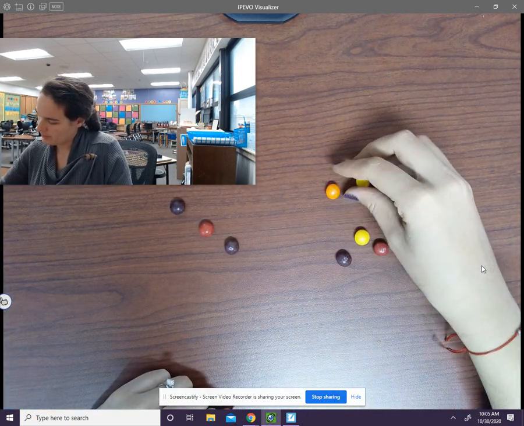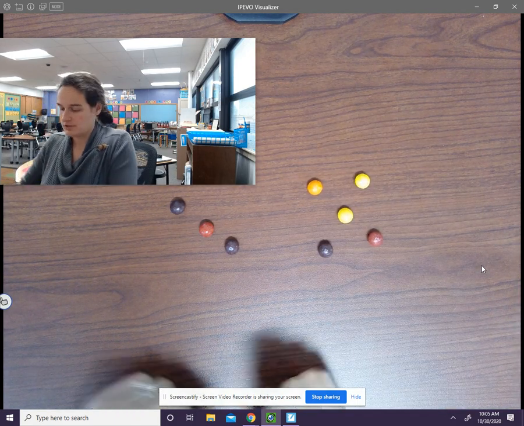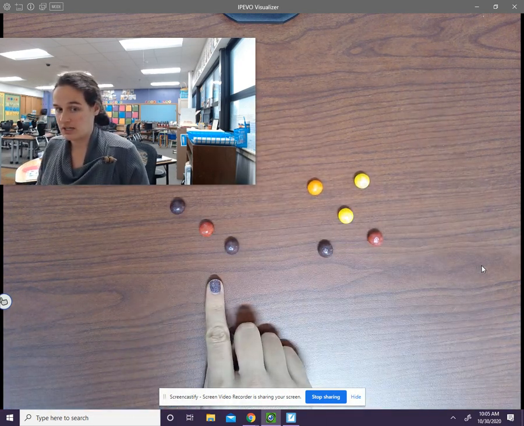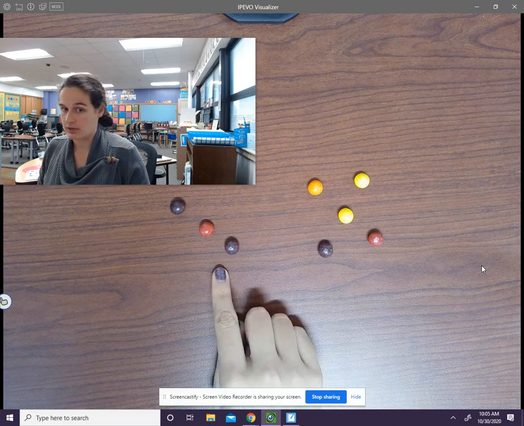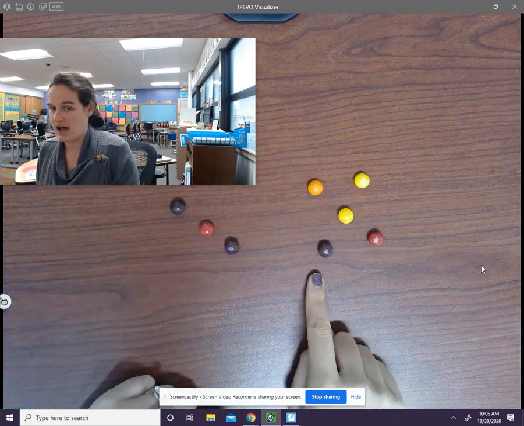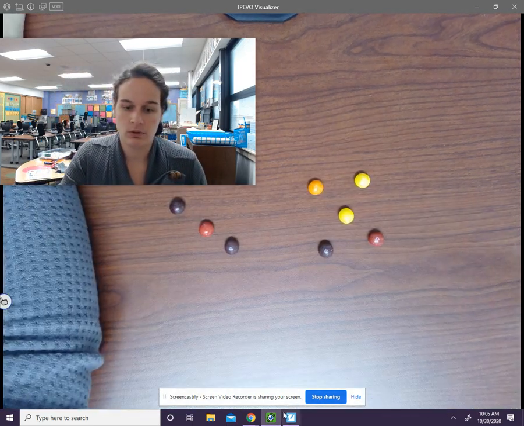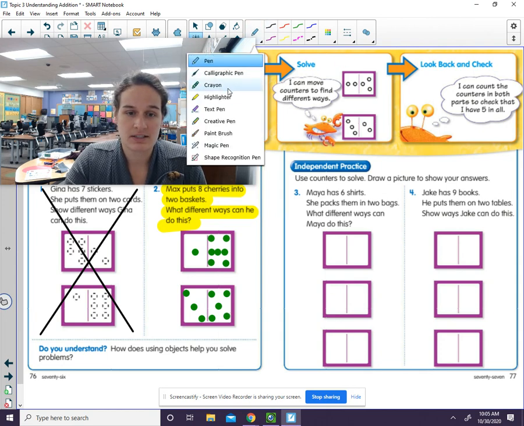So my second group ends up being 5. So one group is 3, another group is 5. So 3 and 5 is 8. We can also say 3 plus 5 equals 8. We'll go ahead and we'll draw that example. So 3 plus 5 equals 8. Let's go to our next problem.